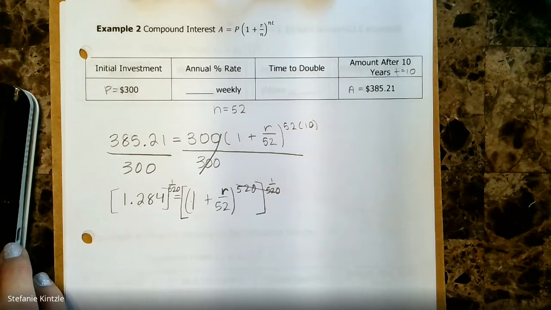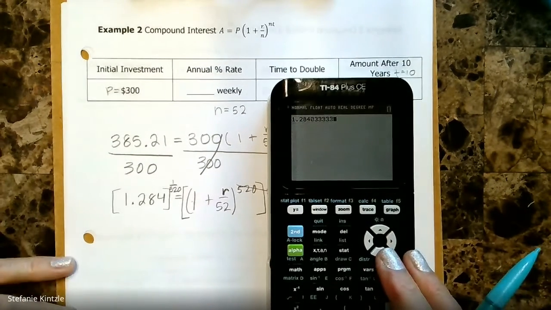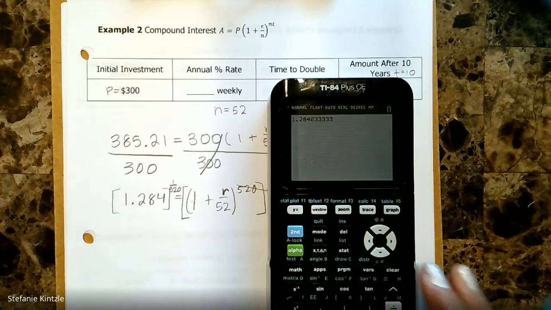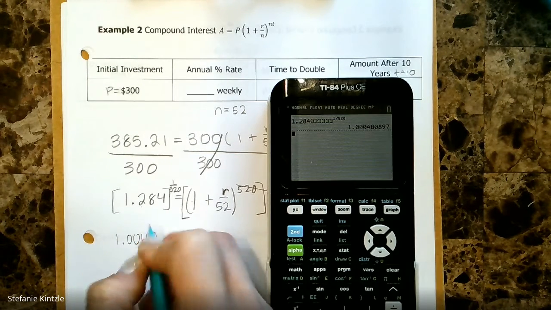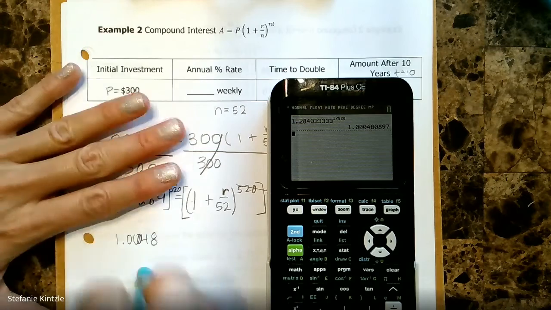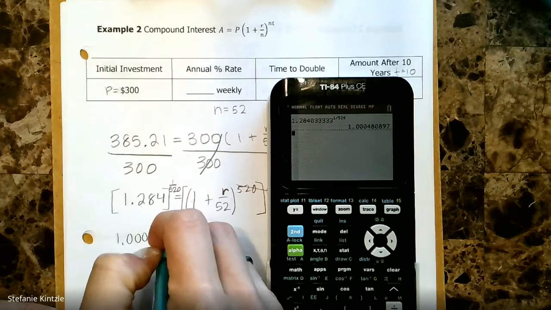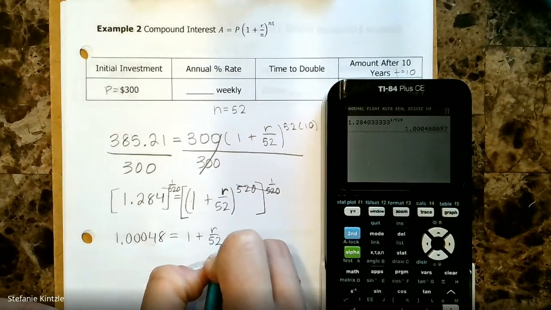And we'll type that in our calculator. And actually, I'm going to grab the decimal. So we don't want to round. We want to use the whole decimal, because if you keep rounding, in the end, it could make a big difference. So we'll take that. We'll raise it to the 1 over 520th power. And we get 1.00048. So just a 0 there. Equals 1 plus r divided by 52.